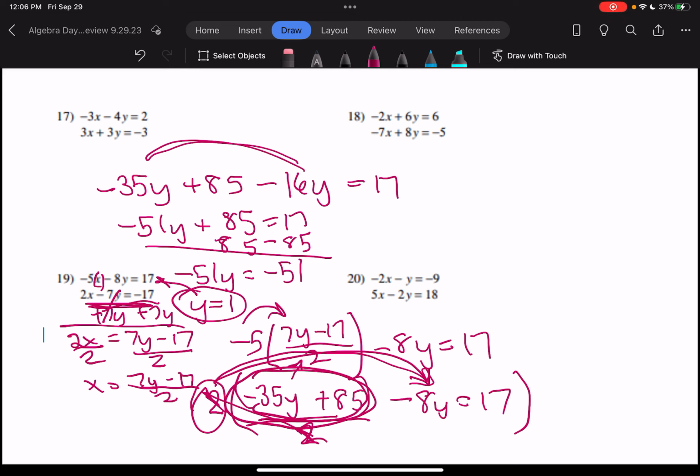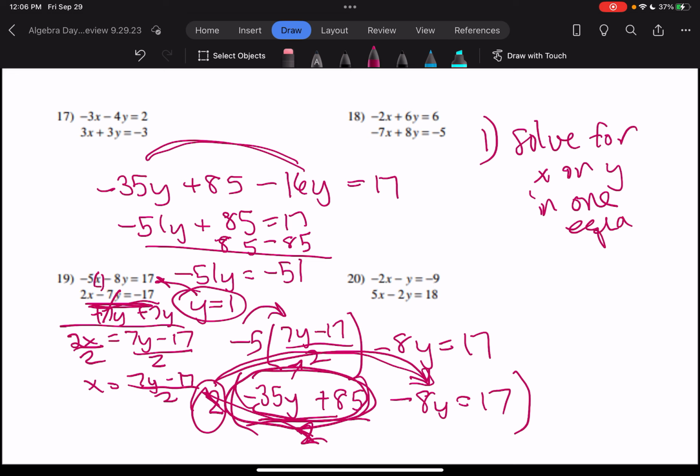Is this correct? I'll be happy to look at it and tell you yes or no. But I do want you to try to grapple with these a little bit on your own. Remember, the first thing you're going to do, step 1, solve for x or y in one equation. It doesn't matter which one, but choose the one that's going to be the easiest, okay?